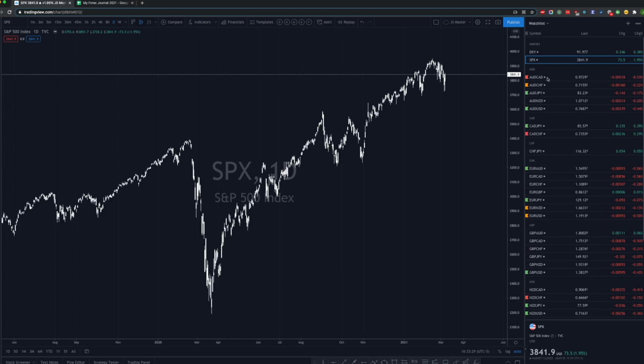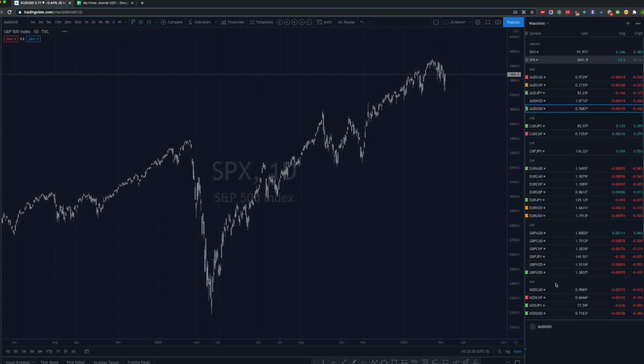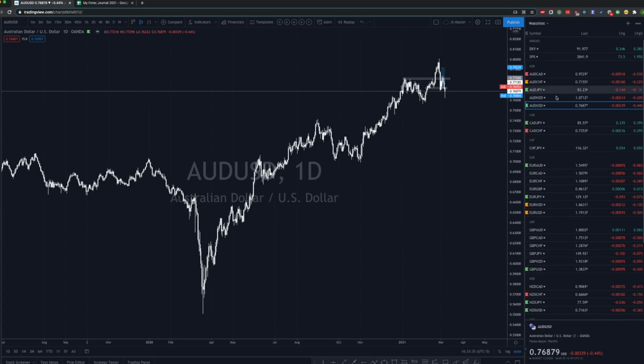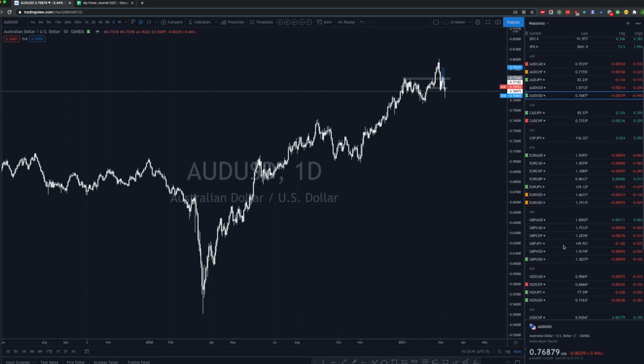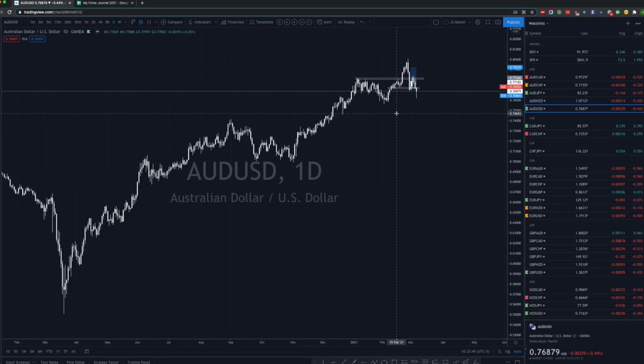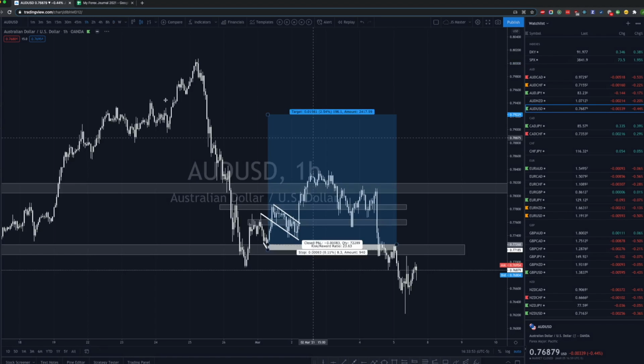So that was AUDUSD. I've rearranged my pairs this week. I usually had GBP at the top, then Euro, and all that stuff. I don't know why I did that. I just decided to arrange them in alphabetical order, so it's a little bit easier for me to find. All right, so AUDUSD, cool.